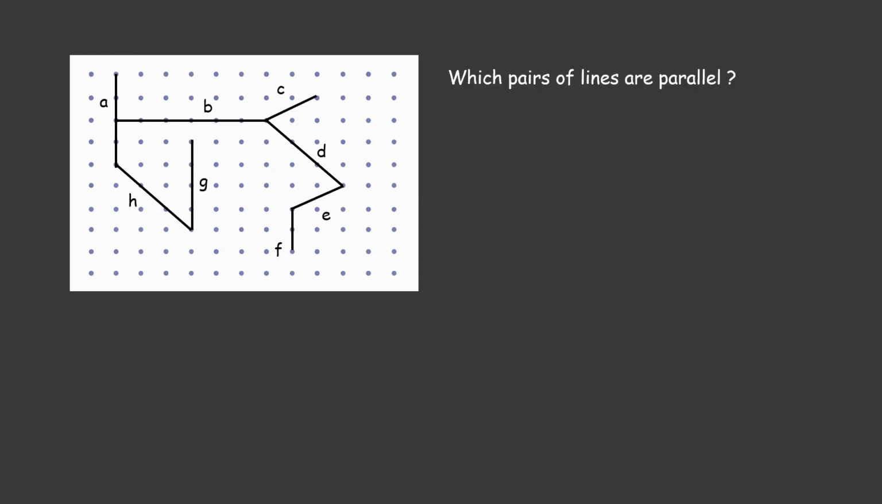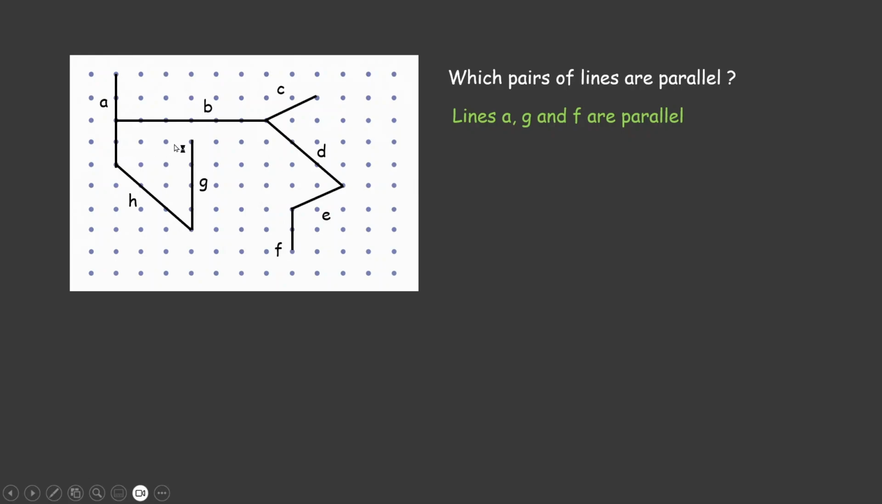Let us look at this note paper where some line segments are drawn, and let's answer some questions. Which pairs of lines are parallel? How about you pause the video and write it down somewhere? Well, if we notice here, this line A is parallel to G and it is also parallel to F. So lines A, G and F are parallel.